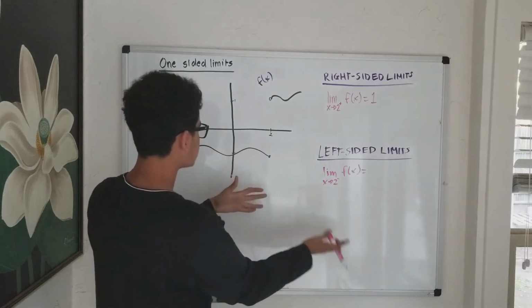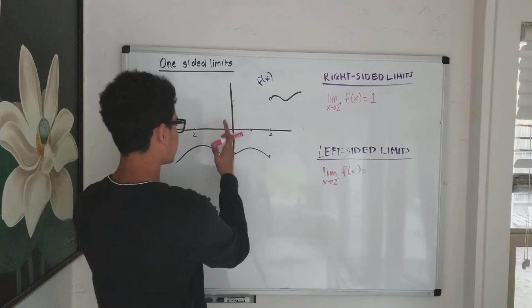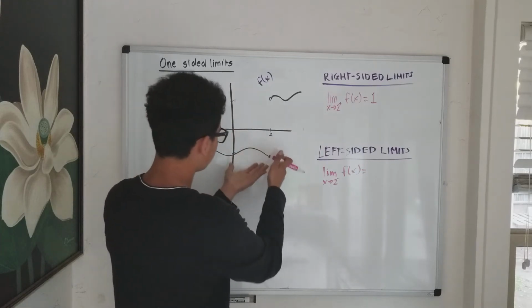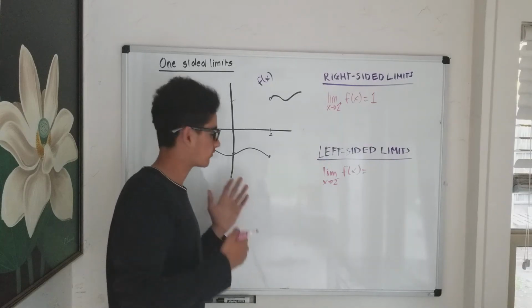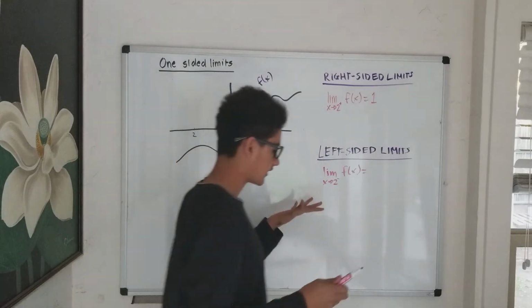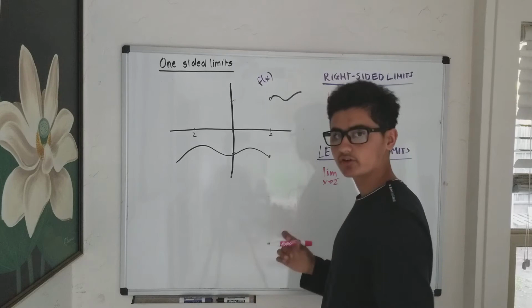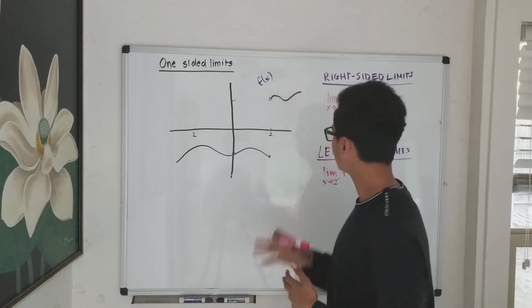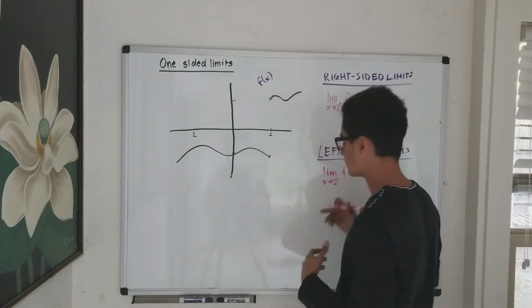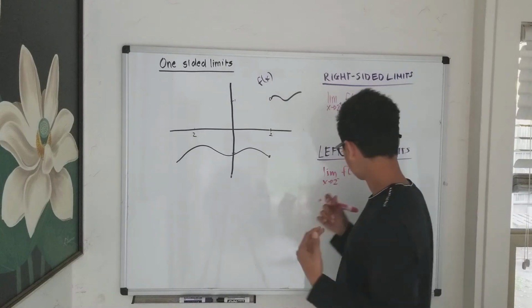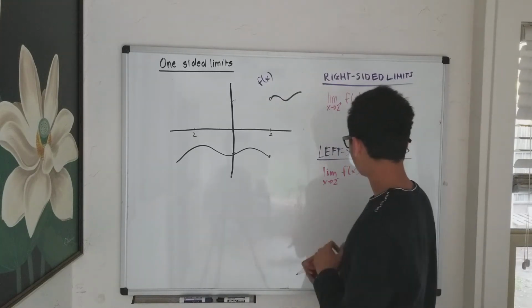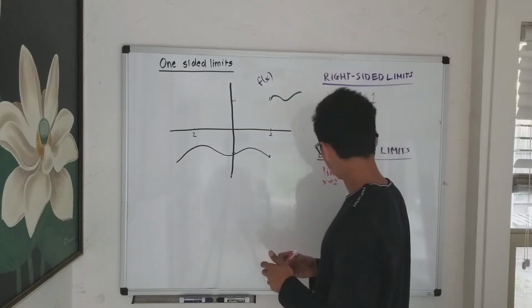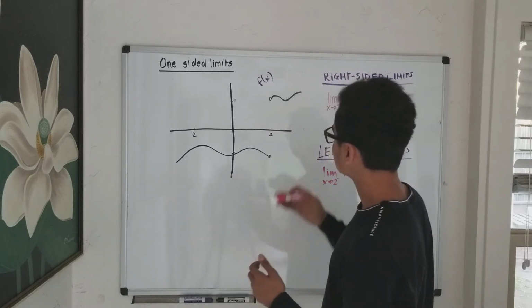Left-sided limit is the complete opposite. It's referring to the negative side of the graph. Though it may not be in the negative side of the graph, it's more towards the negative side of the graph. That's how I like to think about it. You may have your own ways of thinking about your right-sided and left-sided limit subscripts, but that's just the way I like to think about it. And as we know, for this example, the limit as x approaches 2 from the left of f of x is negative 1.